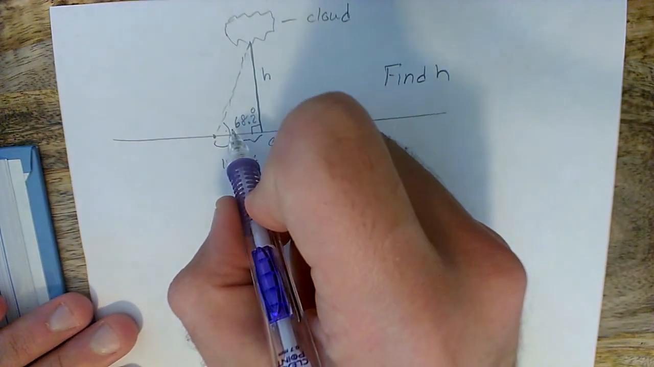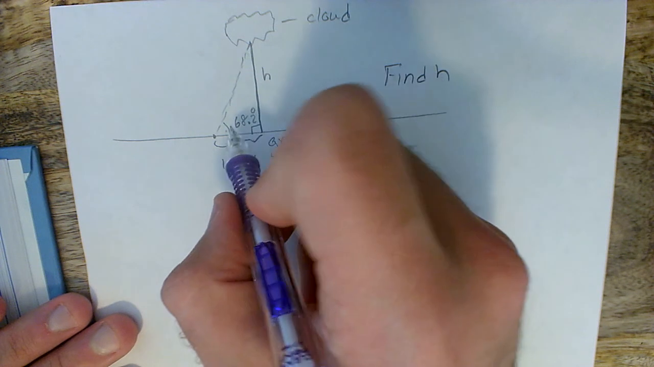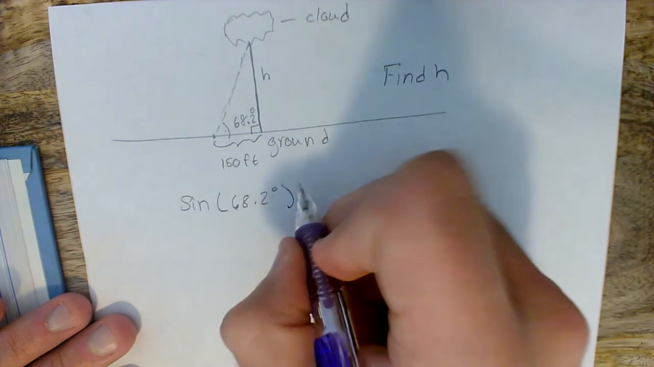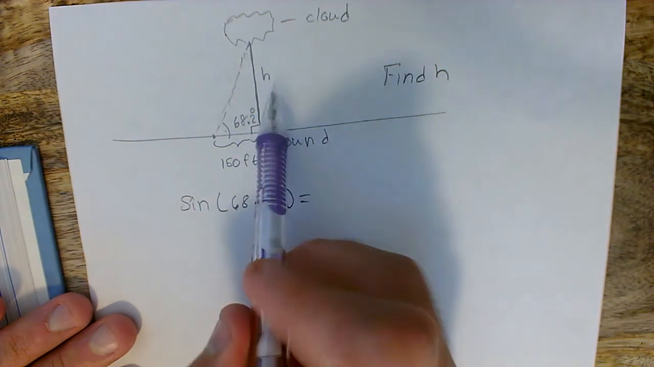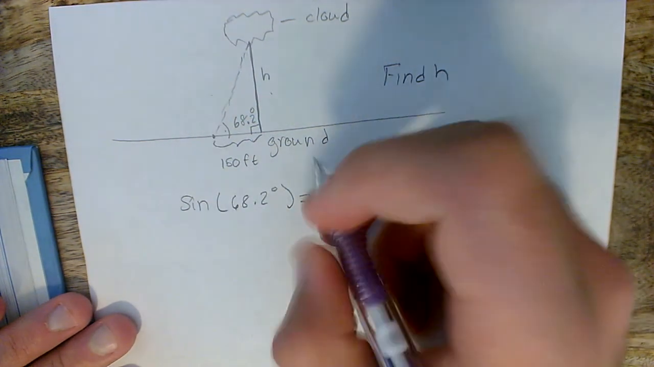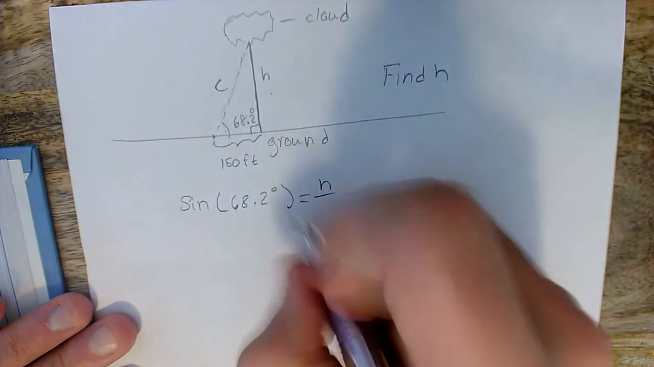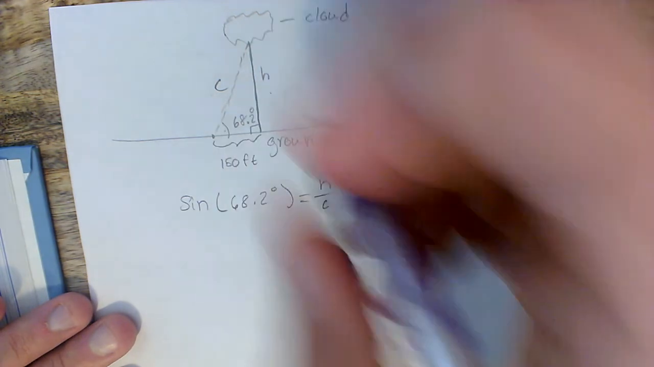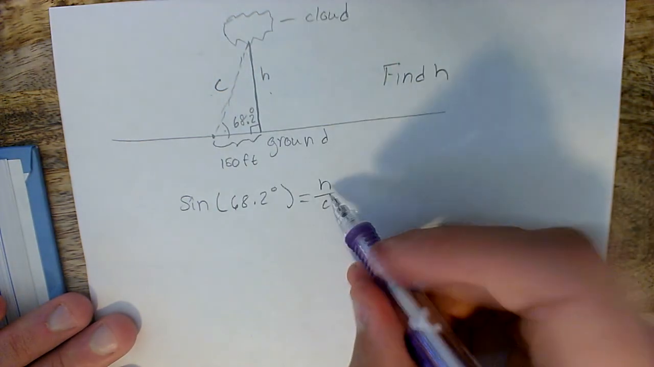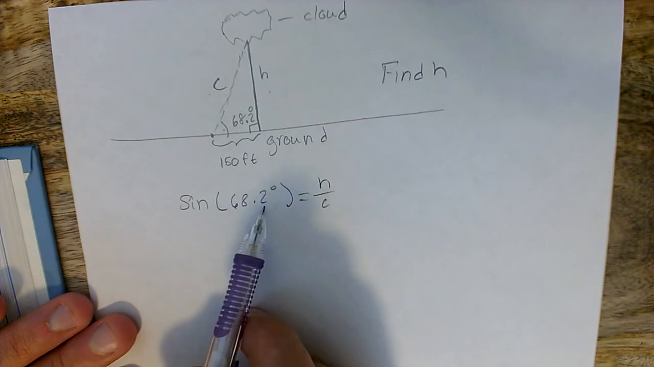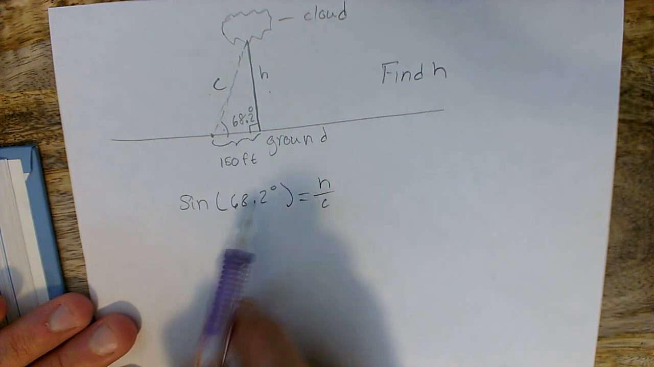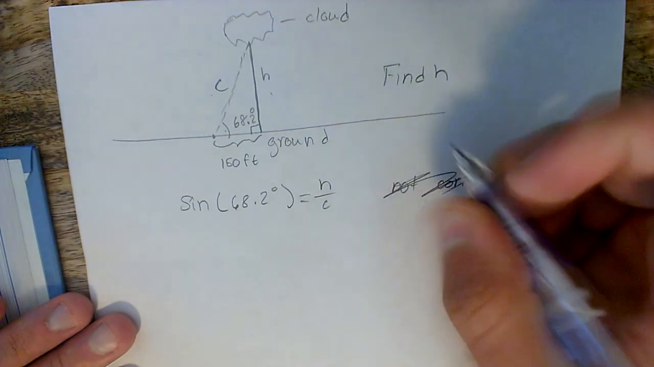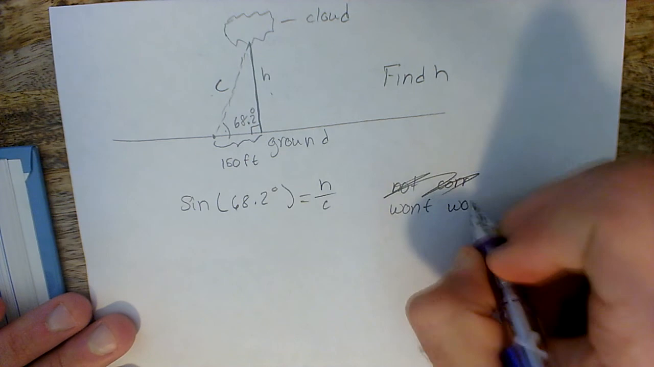If I were to use sine, I would get that the sine of 68.2 degrees is equal to, remember, sine is the opposite over the hypotenuse, so it's h over, I'll just call this c, h over c. That's the unknown length of this side here. So I don't have enough to solve for h because I have 2 unknowns in this equation. You can put sine of 68.2 in your calculator and get a number for it. Okay, so sine won't work.